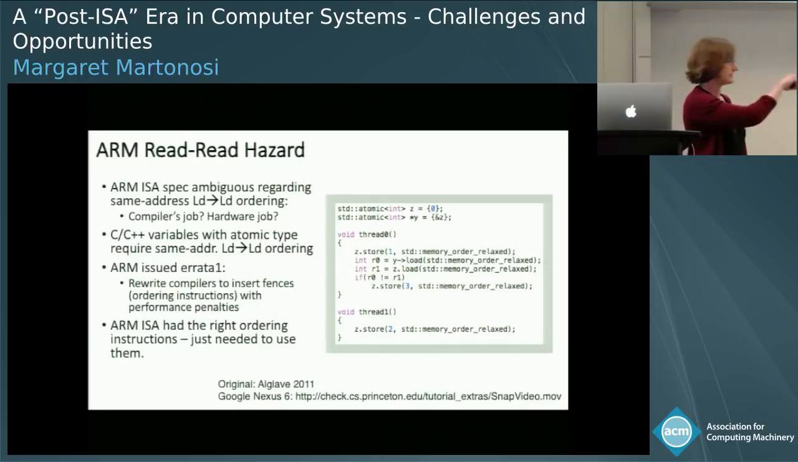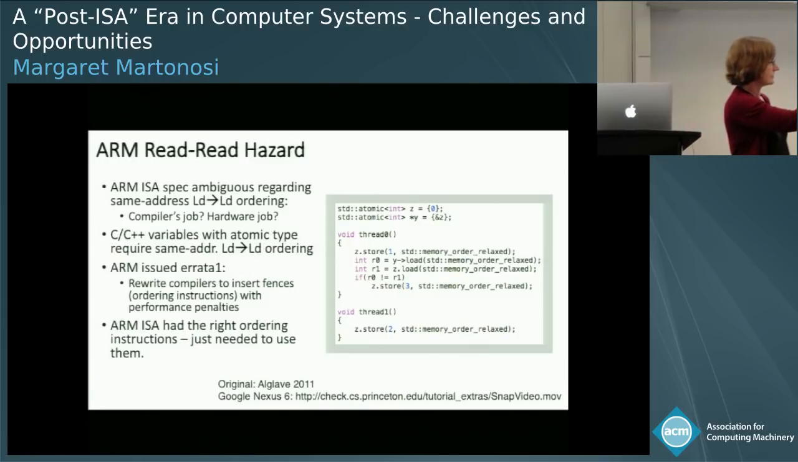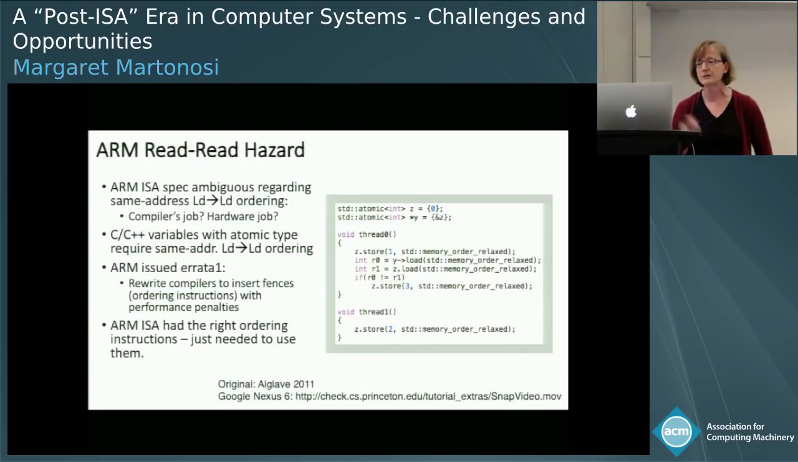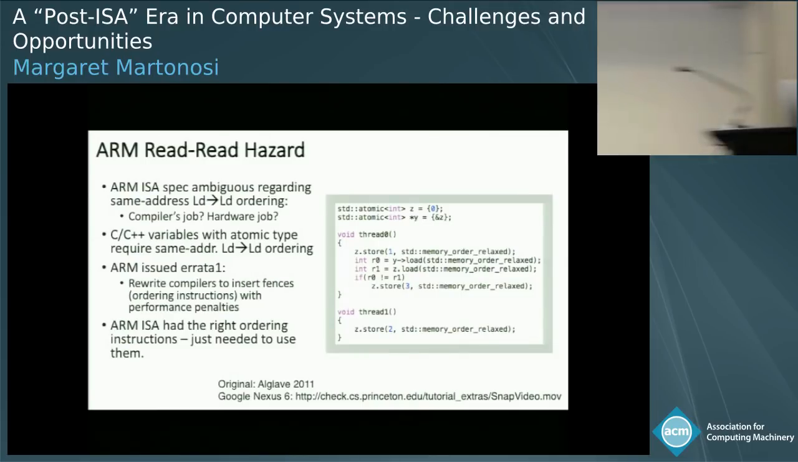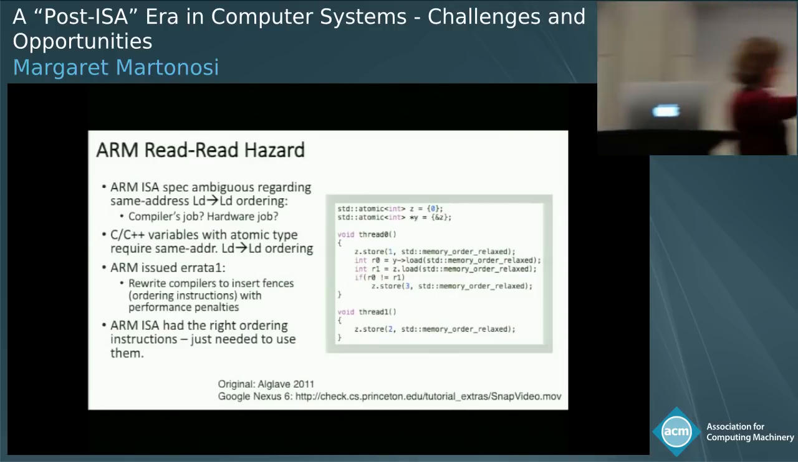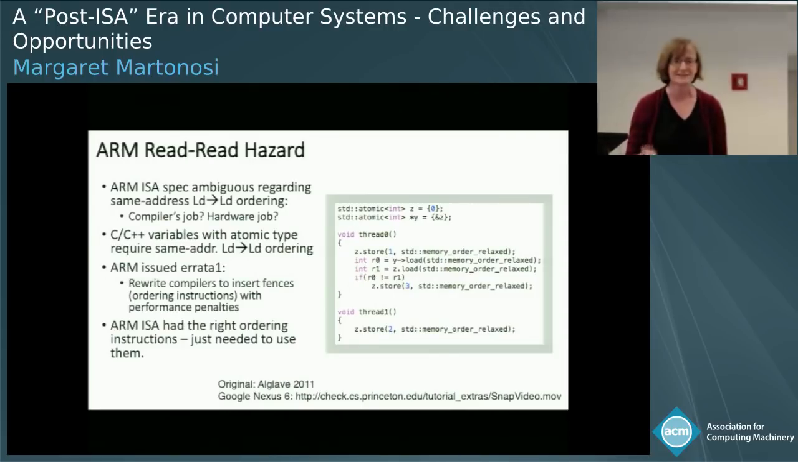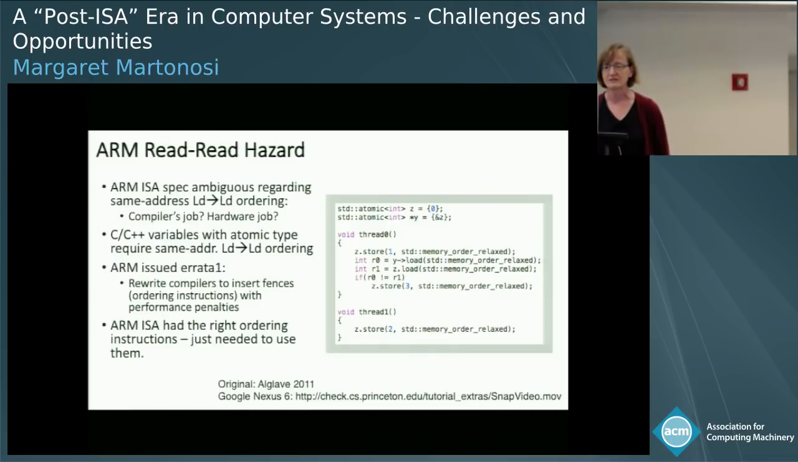And so Algalov gave the original example of this for the ARMv7 instruction set. Our group has a video that you can check out where we show this bug actually being exposed in the wild on a Google Nexus 6 phone. That's a little bit of a dated phone, but you can still buy them used, and we did. In particular, the code on the right is all it takes to exercise this bug and expose it.